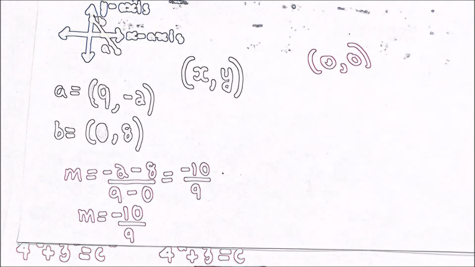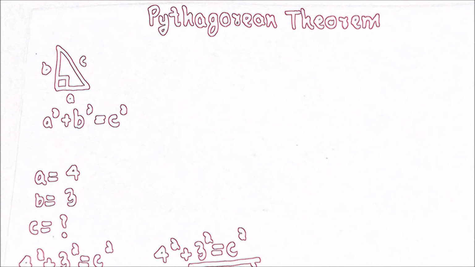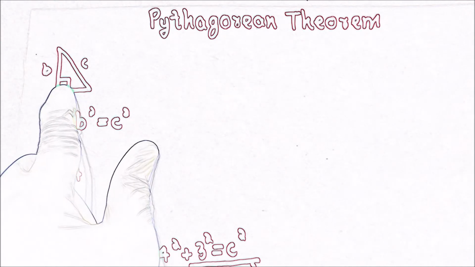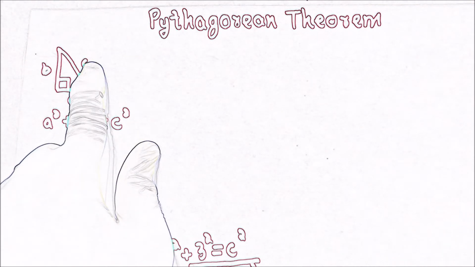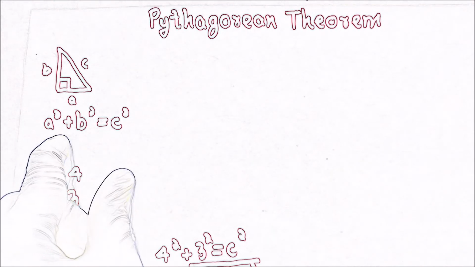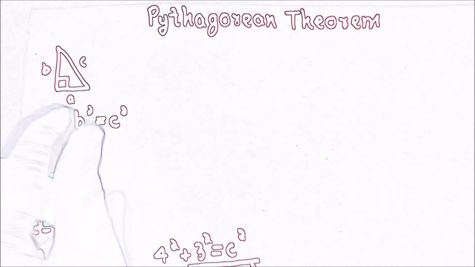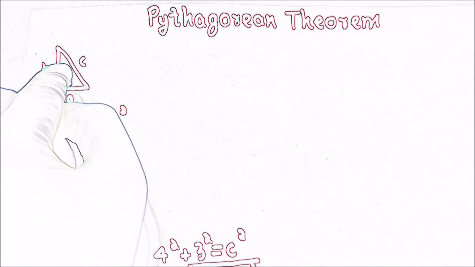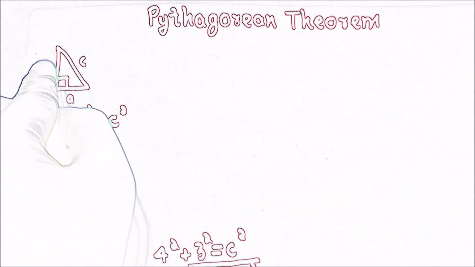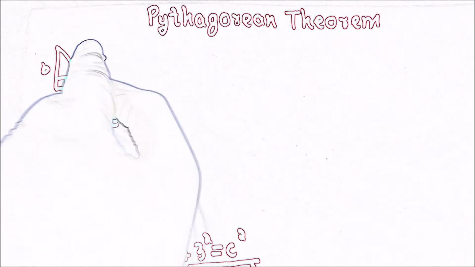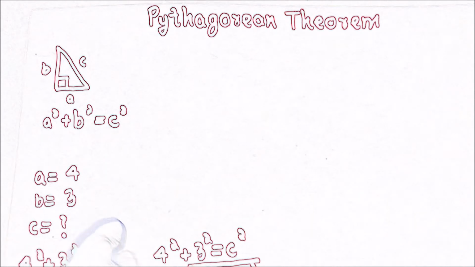Very simple, right? So now let's jump on to Pythagorean theorem. Pythagorean theorem might seem a little bit complex for beginners, but it's really simple if you know the concept. So it only works on a right triangle. C is the hypotenuse, B and A are the legs. This is the theorem: A squared plus B squared is C squared. So if you know any two of these values, you can find the other. If you know A and B, you can find C. If you know C and A, you will find B, and vice versa.